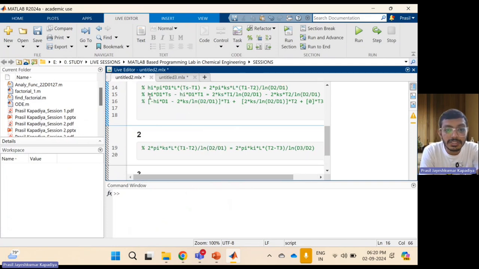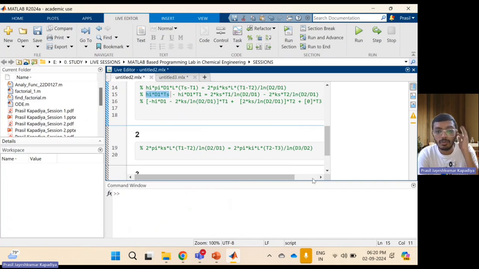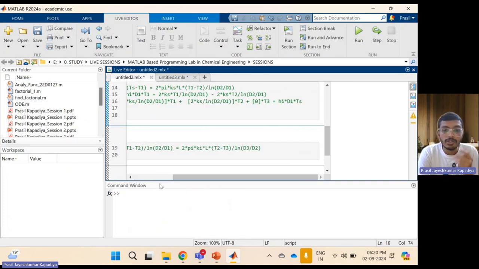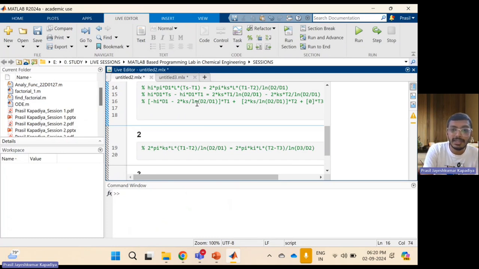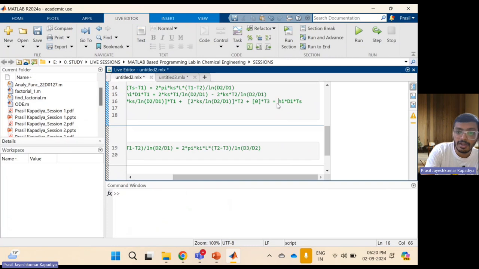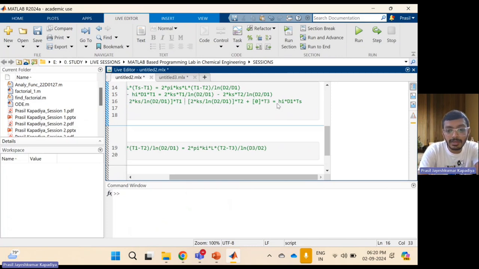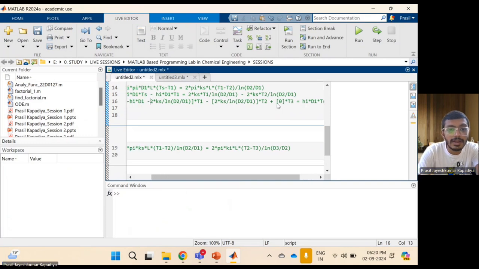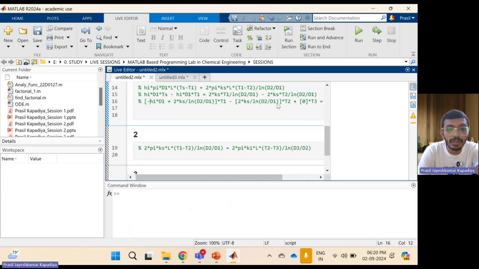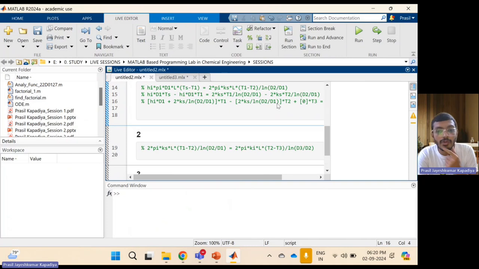Okay, so what is the constant? This is only one constant term where we know everything, Hi, D1 and Ts. So this is our constant term. So in first equation, this T1 should have a minus sign here. So let's remove minus from here. Here it won't affect whether I write minus or plus. Here, let's add one minus, and from here, let's remove minus. Okay. So this is my first equation where I have coefficient of T1, T2, T3 and constant term.